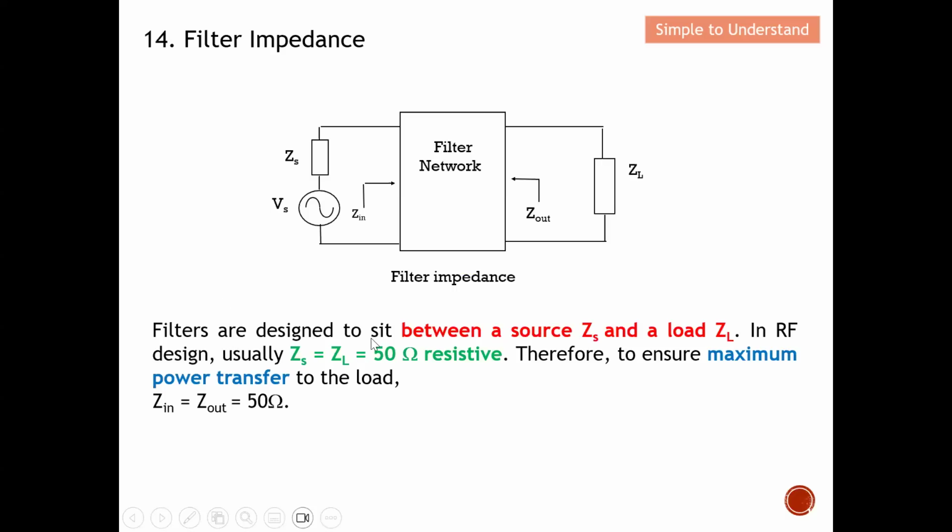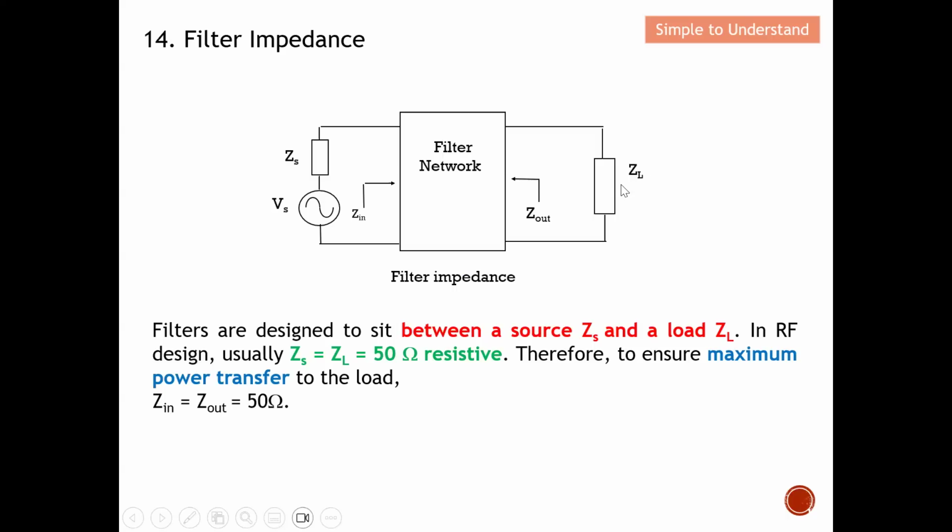Filters are designed to sit in between a source and a load. So you can see the filter sitting in between the source and the load. In RF design, we usually have ZS equals ZL, which is 50 ohm. When we design a filter, we know it is going to join, for example, an amplifier or antenna, and because of this, we do a so-called 50 ohm input and output port. This allows different devices to be joined together.